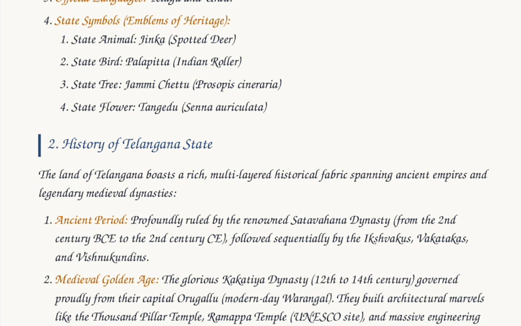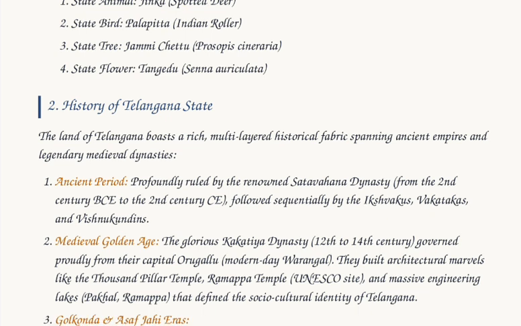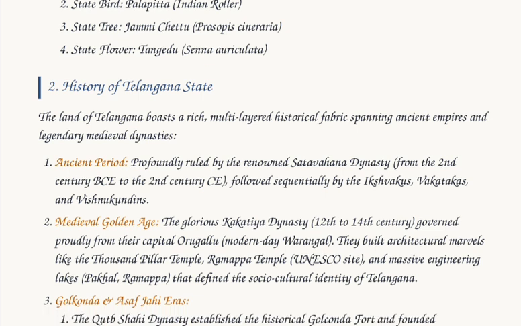They built architectural marvels like the Thousand Pillar Temple, Ramappa Temple, a UNESCO site, and massive engineering lakes, like Pakhal and Ramappa, that defined the socio-cultural identity of Telangana. The Ramappa Temple and Thousand Pillar Temple are the UNESCO sites which were identified by the UNESCO. UNESCO stands for United Nations Educational, Scientific and Cultural Organization.